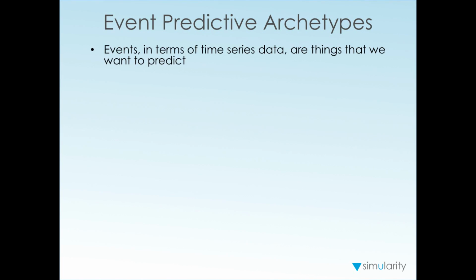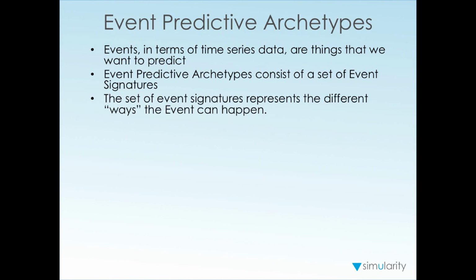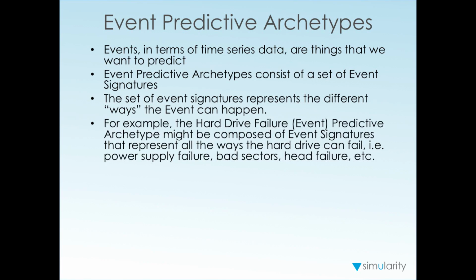So event predictive archetypes are a special type of predictive archetypes. Events, in terms of time series data, are things that we want to be able to predict. So event predictive archetypes consist of a set of event signatures. An event signature represents the different ways that the event can happen.